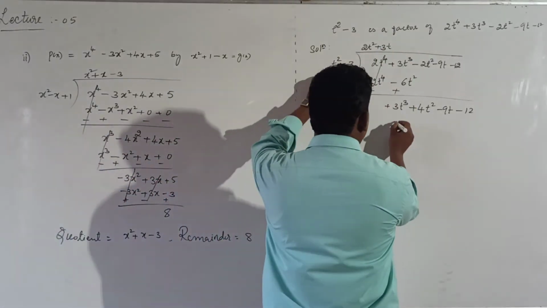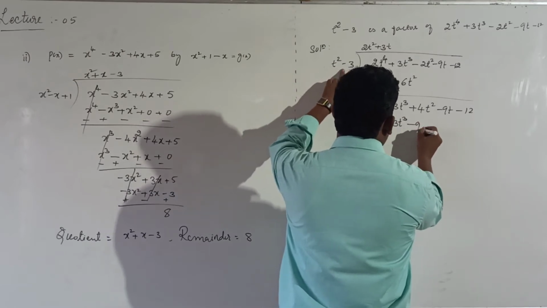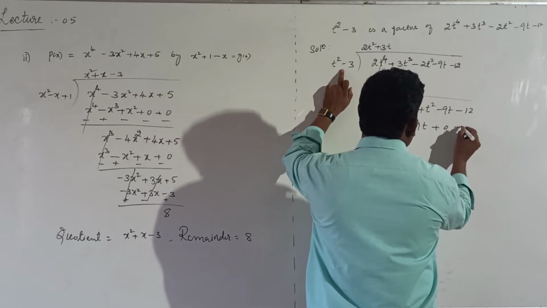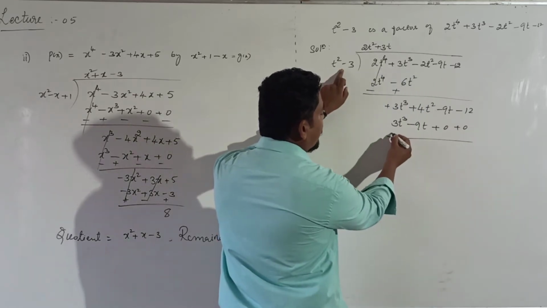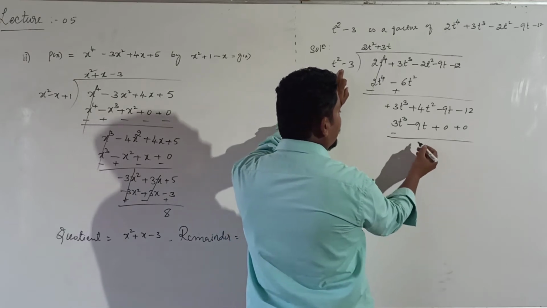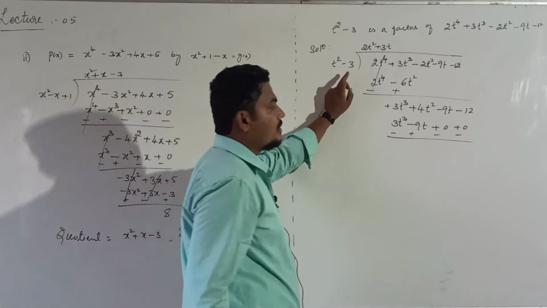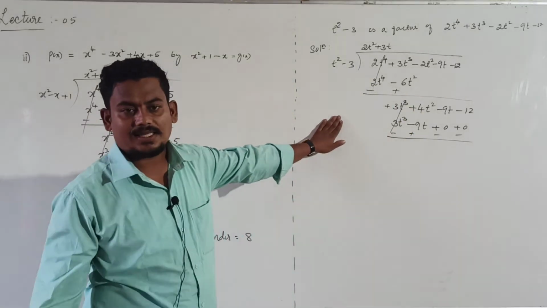Then it will be 3t cube minus 9t plus 0 plus 0 plus 0. After that, reverse the signs. Its sign is positive, make it negative. It is negative, make it positive. Here negative, negative. Now minus 3t cube plus 3t cube will get cancelled.